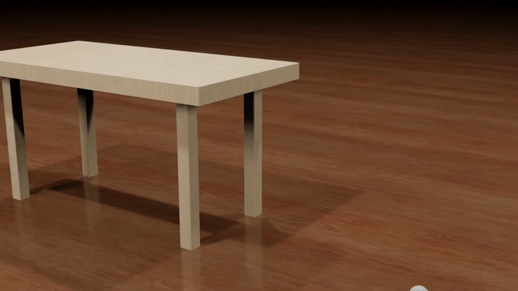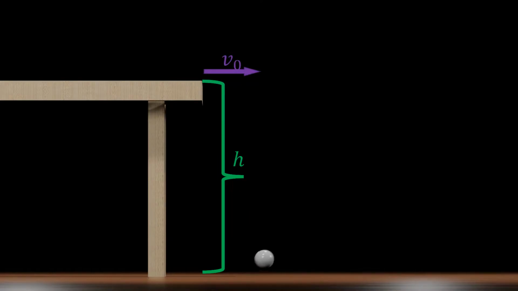A ball rolls off of a table. The table has a height h, and the ball has an initial velocity v0. We want to know three things: how long it takes for the ball to fall, the horizontal distance from the table that the ball lands, and the final velocity of the ball right before it hits the ground.